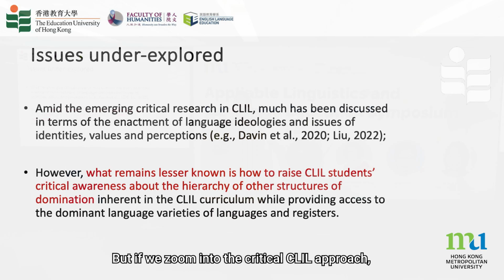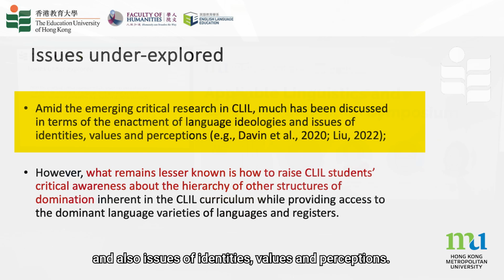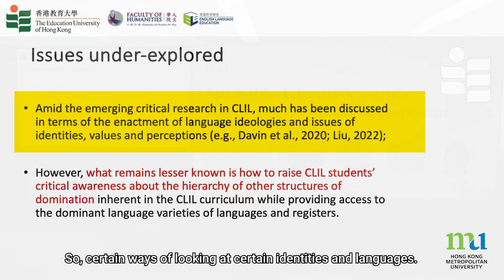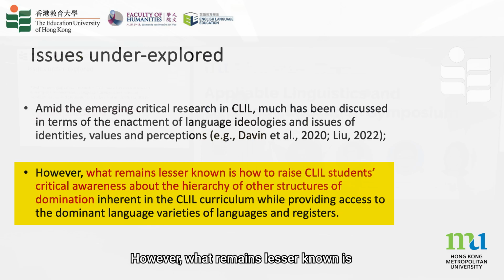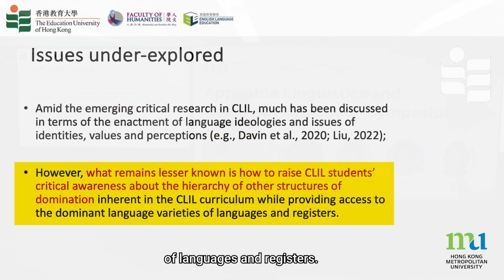But if we zoom into the critical CLIL approach, amid the emerging critical research in CLIL, much has been discussed in terms of, for example, enactment of language ideologies and also issues of identities, values, and perceptions, so certain ways of looking at certain identities and languages. However, what remains lesser known is how to raise CLIL students' critical awareness about the hierarchy of other structures of domination inherent in the CLIL curriculum, while providing access to the dominant language varieties, languages and registers.